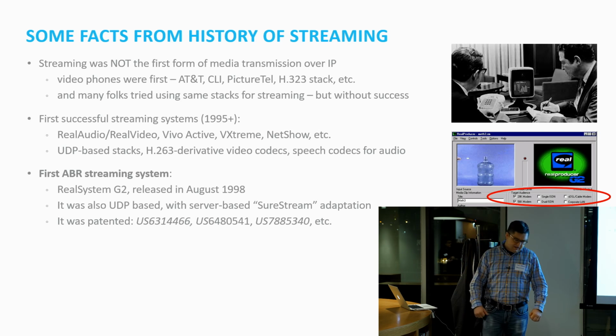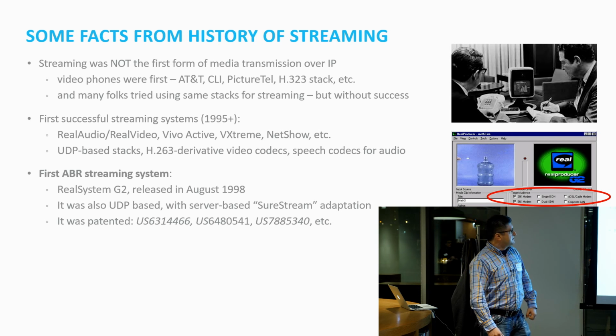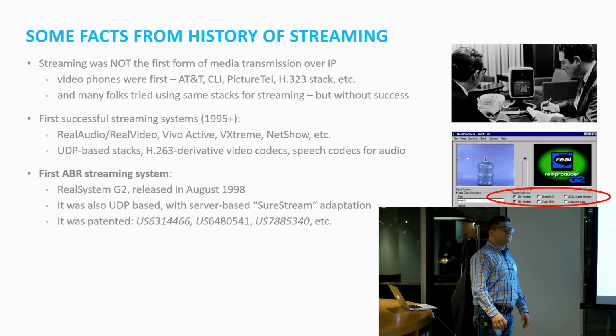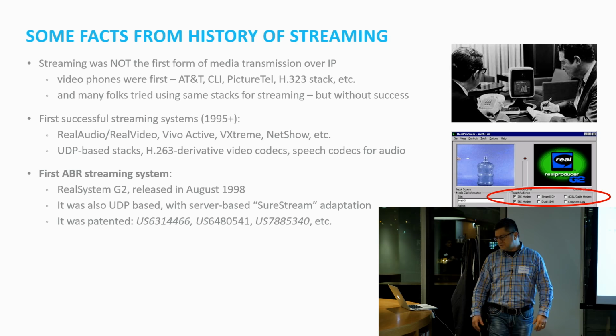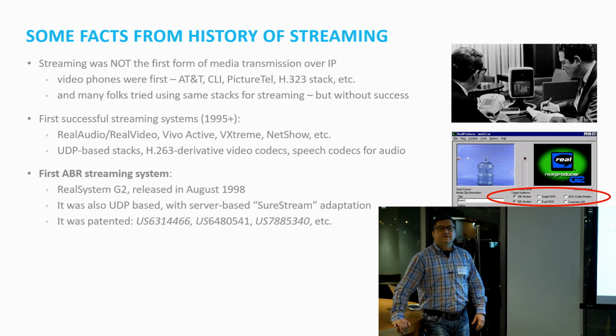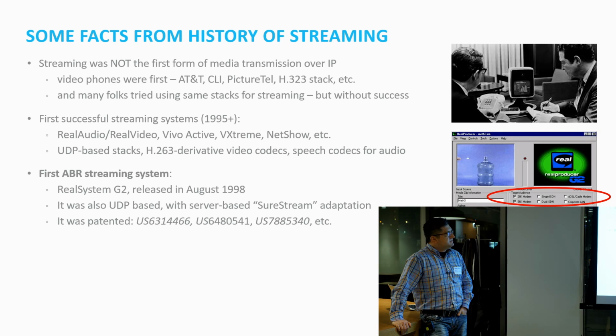Then came adaptive bitrate system. So ABR system didn't come with DASH, it didn't come with HLS, it didn't come with Move Networks, as many people believe. It actually came over a decade earlier. It was invented in 1998. And first streaming system of this kind was actually RealSystem G2. The adaptation algorithm was called SureStream.